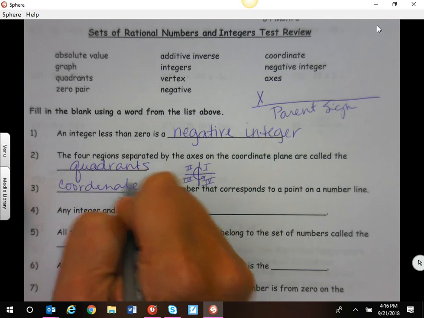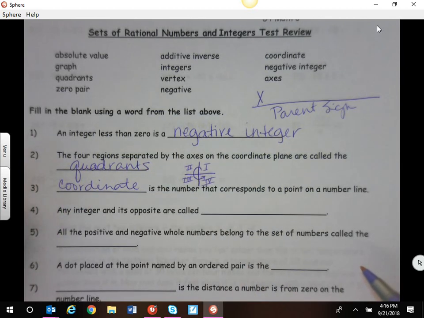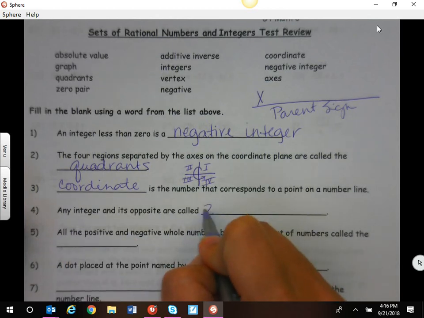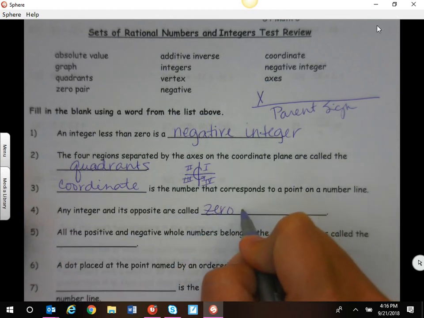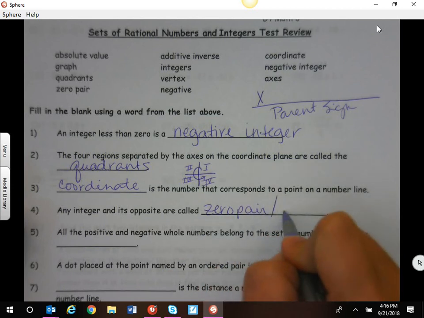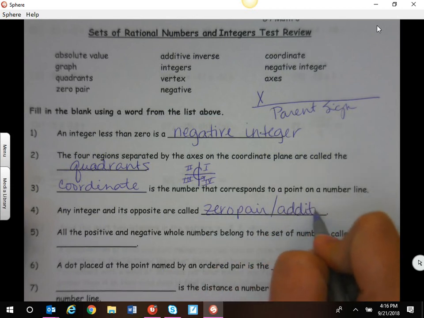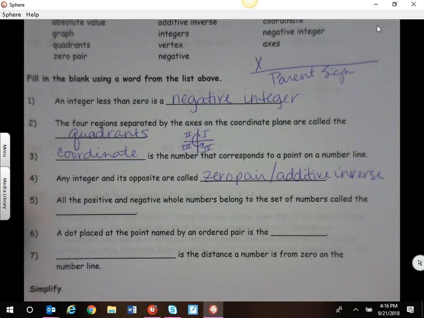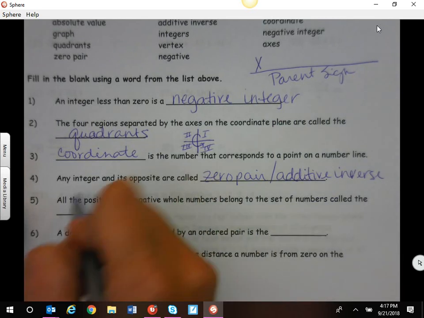A coordinate is a number that corresponds to a point on a number line. An integer and its opposite, I would take 2 different things. I would take a 0 pair, or you can say it is the additive inverse. We talked about inverse being that opposite operation. All positive and negative whole numbers belong to a set called integers.